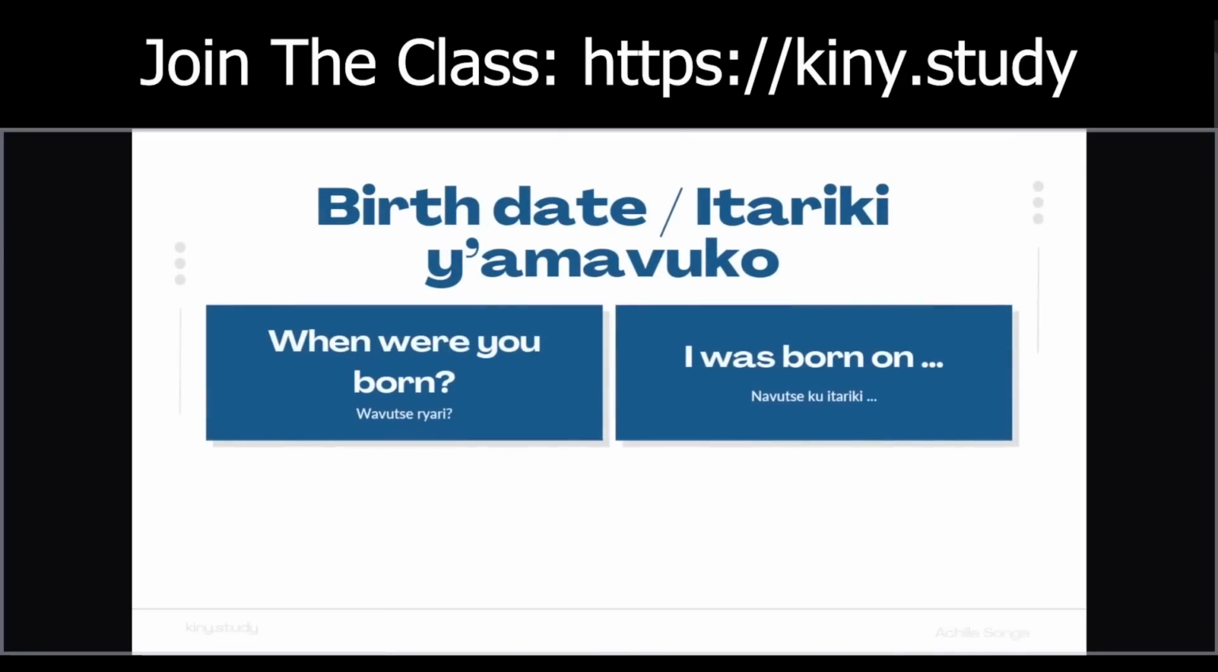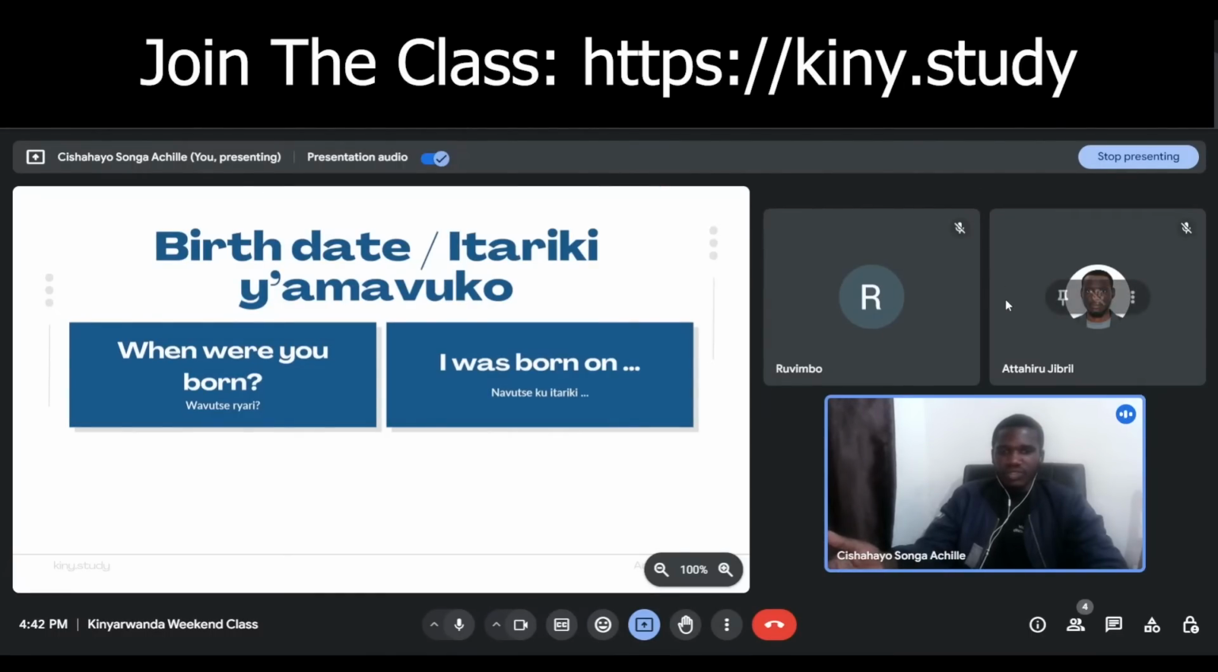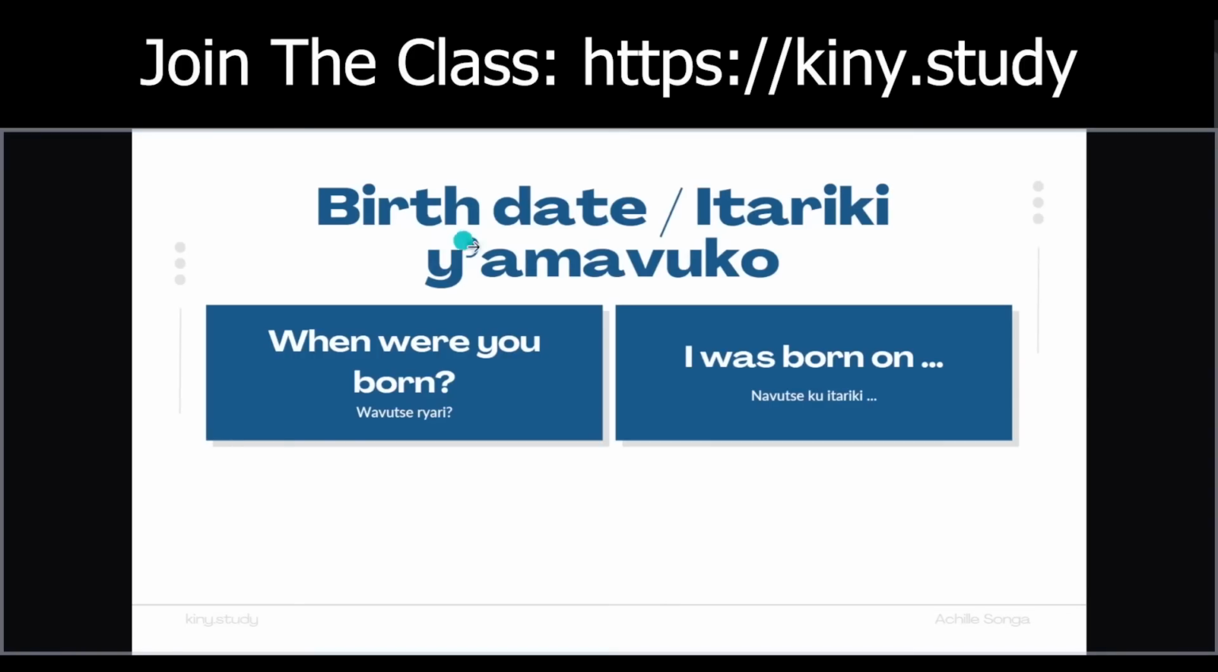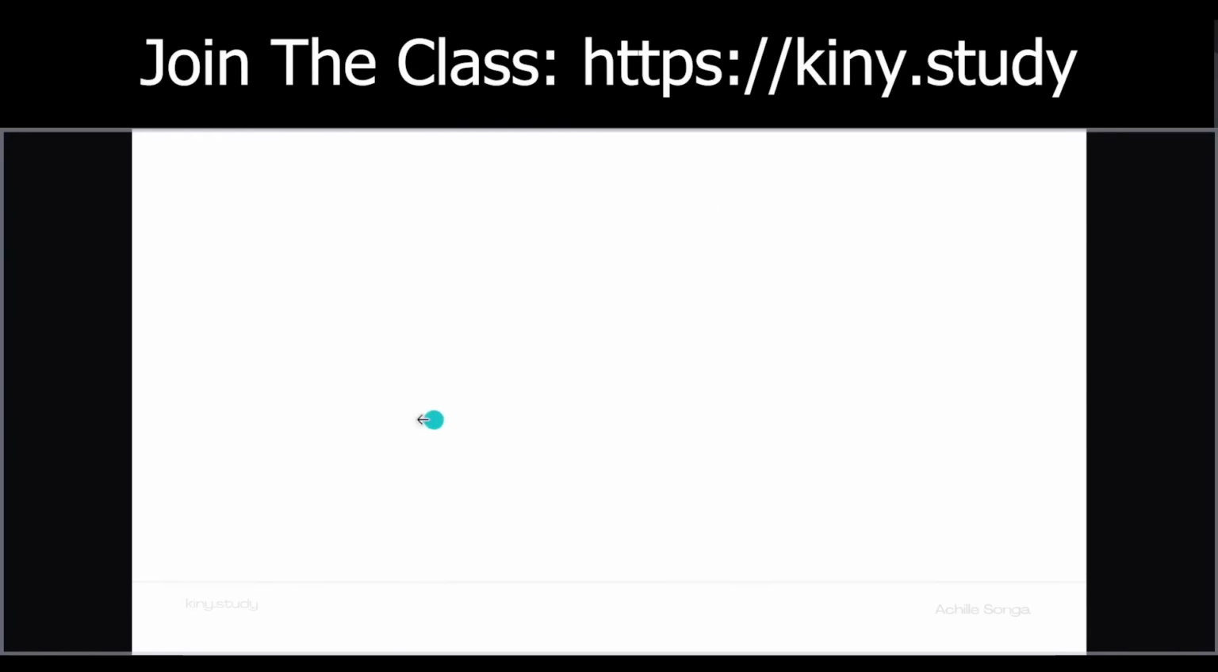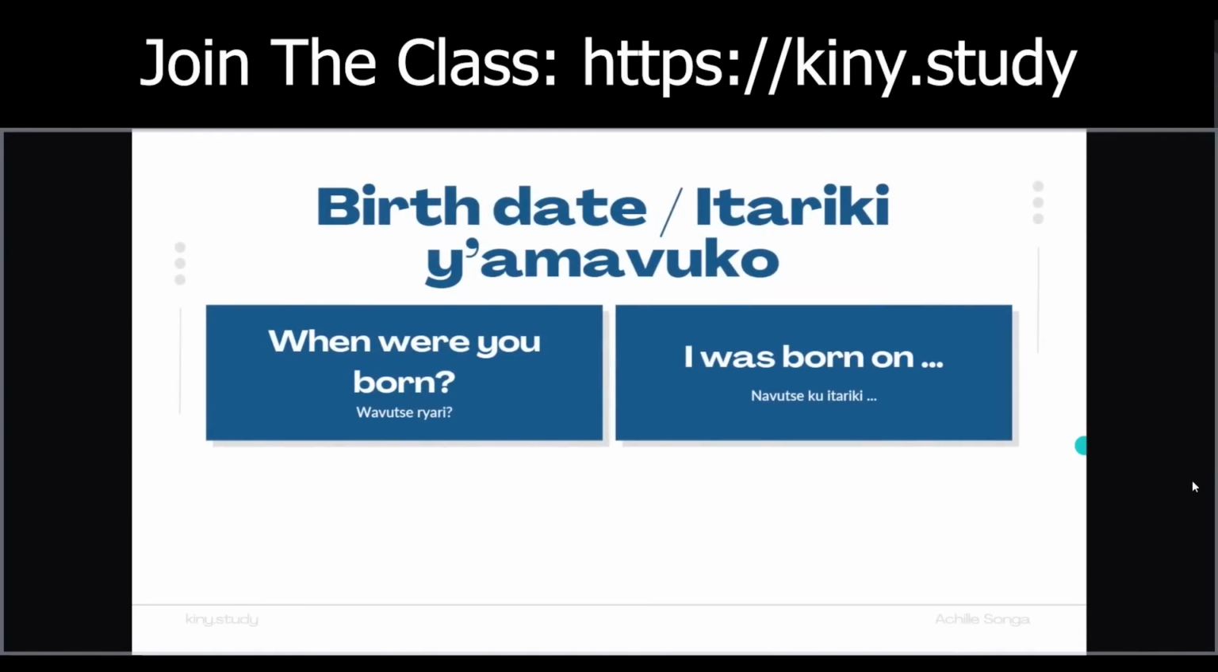So now let's talk about your birth date. If you're going to talk about your birth date, you're going to talk about the date on which you were born. Or your birthday, if you want to say it like that. When were you born? Wavutse ryari. So wavutse ryari means when were you born. So again, you see here we said wavukiye he, and here we say wavutse ryari. They all come from the same verb, which is kuvuka, or to be born, but the questions are different.